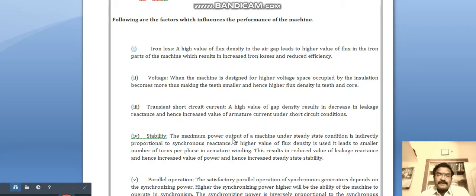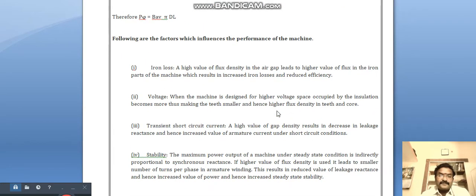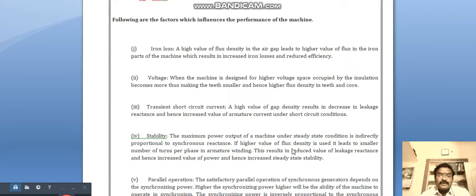Stability. The maximum power output of a machine under steady state condition is inversely proportional to synchronous reactance. If a higher value of flux density is used, it leads to a smaller number of turns per phase in the armature winding. This reduces the value of leakage reactance, and hence increases the power and the steady state stability. If you go for a high value of Bav, then stability also increases.